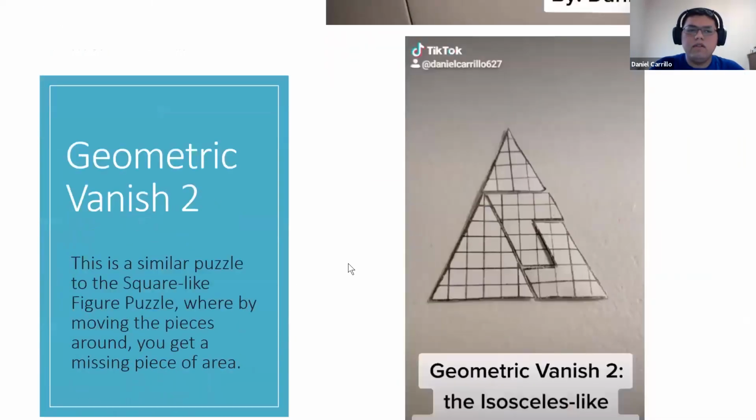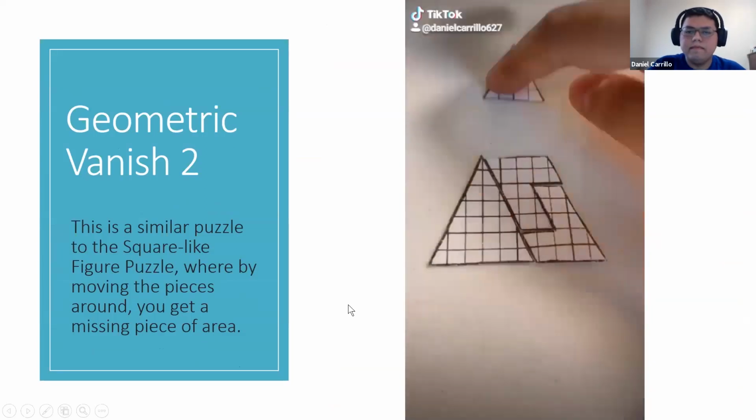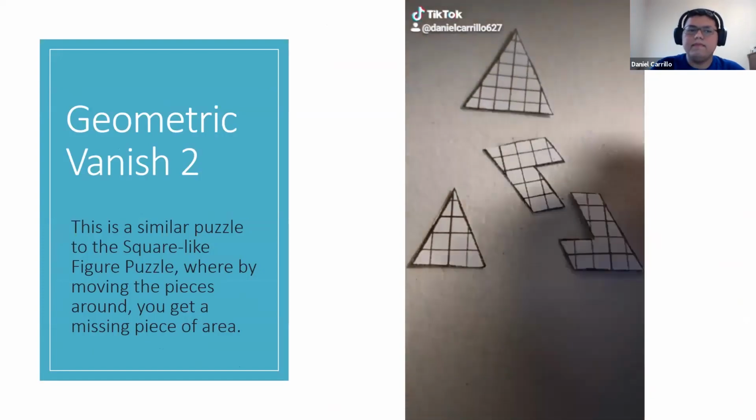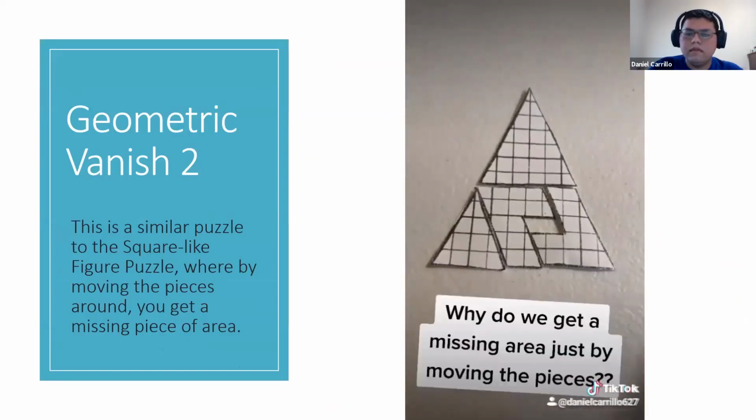Right, so over here we got a second example of a geometric vanish that is similar to the previous one, but in this case we got an isosceles triangle-like figure. So take a look at this clip. Just like the previous example, by moving the pieces into a similar figure like the original one, we get a missing piece of area. Why is that?